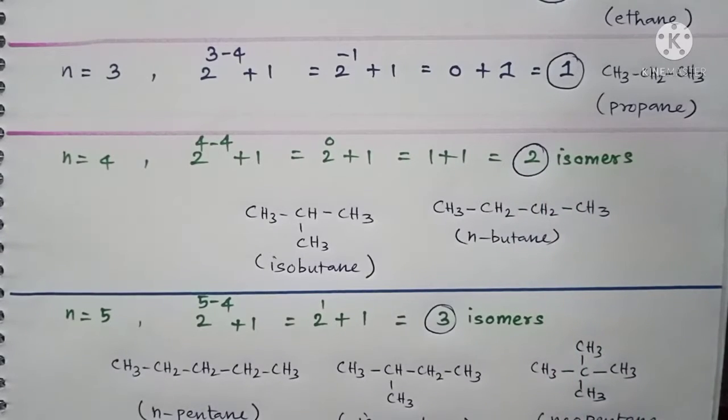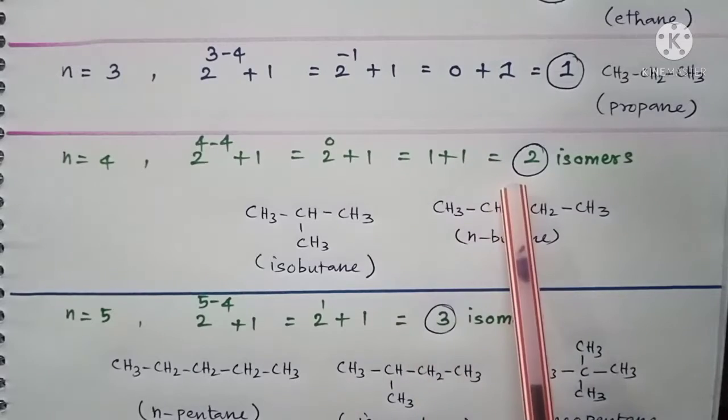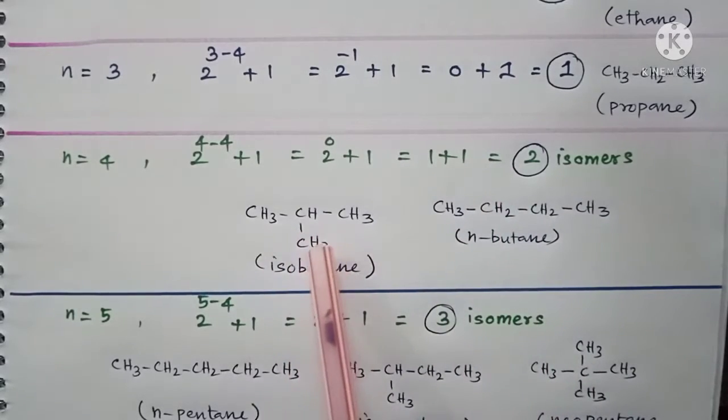Which means for butane, there are 2 isomers possible. I have drawn the structural formula of the 2 isomers. The linear one is called n-butane. The other one, which has one carbon in the branch, is isobutane. So these are the 2 isomers possible for the butane compound.